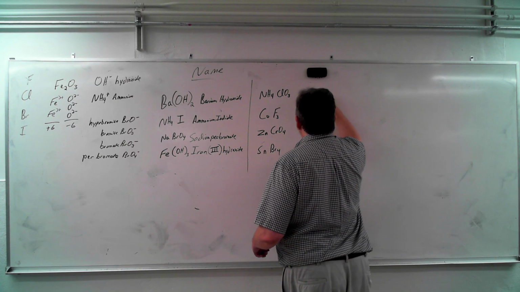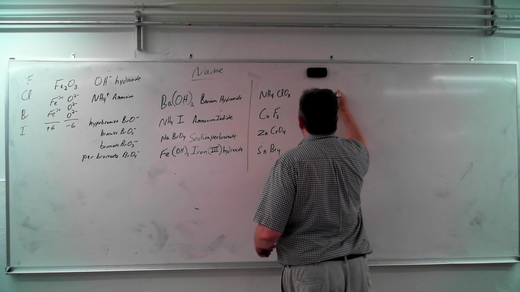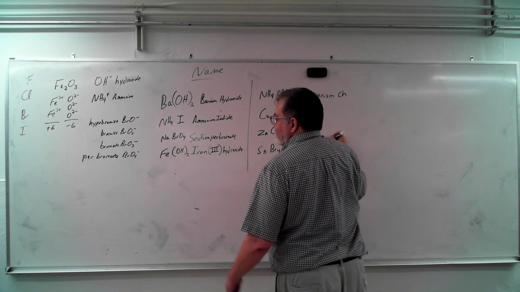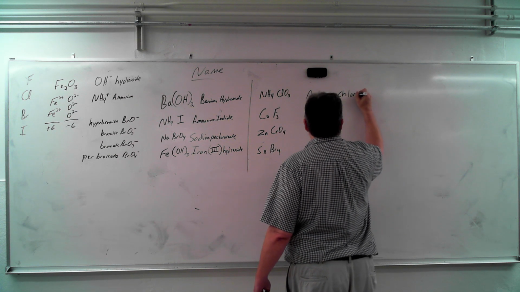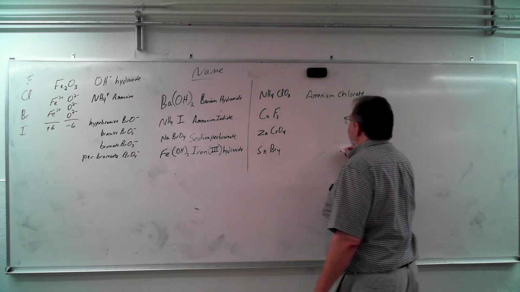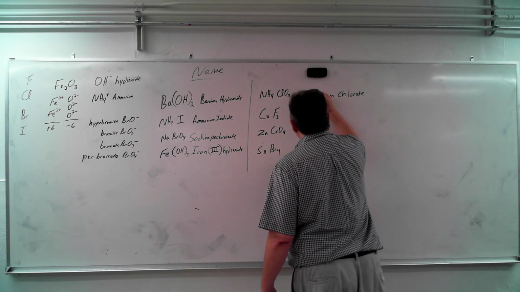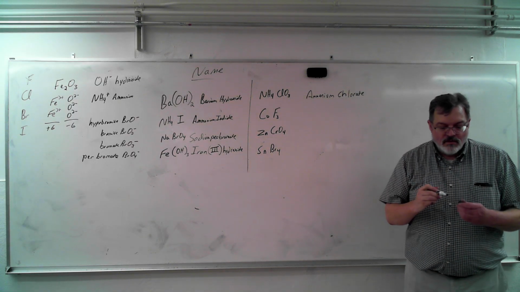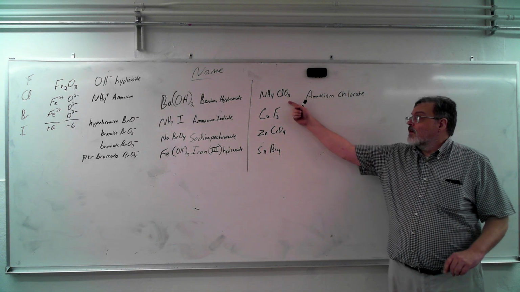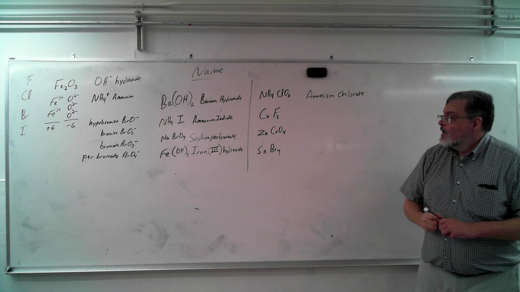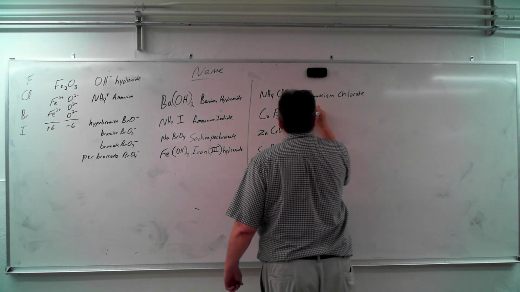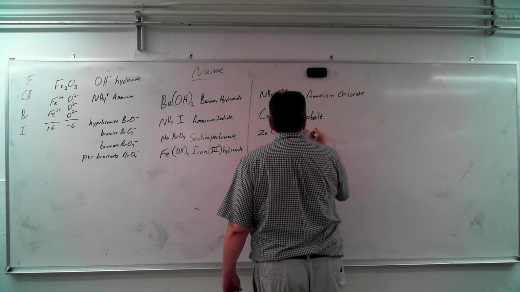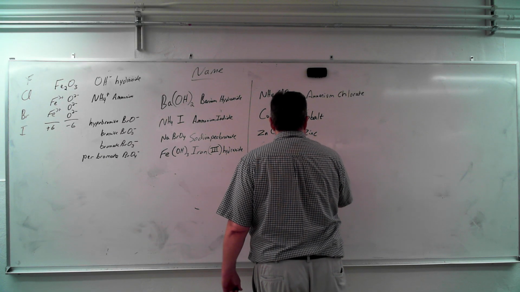This is NH4, and the 3 makes this ammonium chlorate. That's 2 M's. So that's in that chart. The chlorate is in the chart. Co is cobalt. That's zinc. Sn is tin.